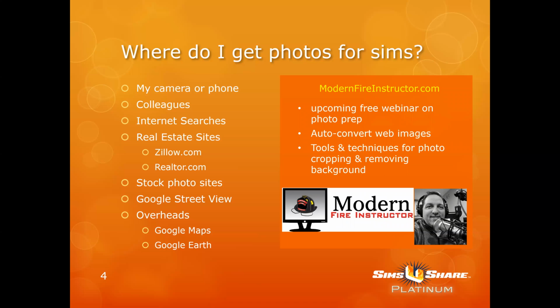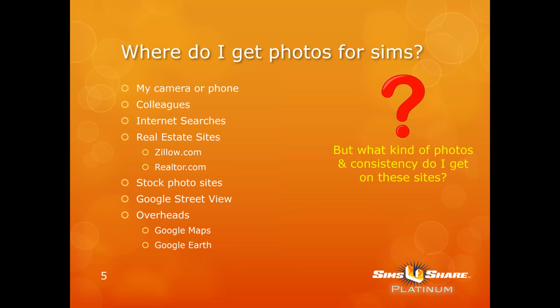So let's say you get these photos. The next question, though, is really what kind of consistency are you going to get from these sites? And so it depends on what training you need to do, but that's always going to be a question. I might be able to find a picture here or a picture there, but maybe let's say I need all 4 sides of a building. I may not be able to find that, especially for commercial structures, just if I do a general search on the internet or use Street View.